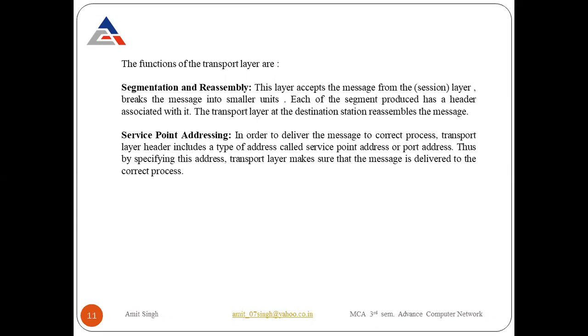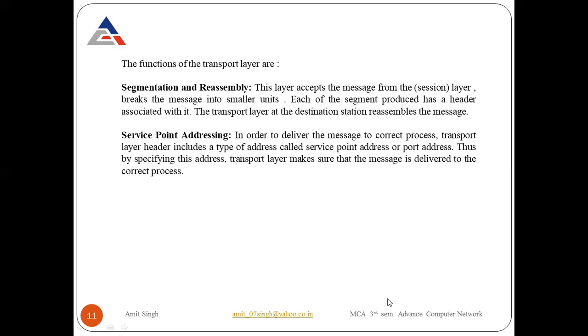Now the functions of the transport layer. The first is segmentation and reassembly. This layer accepts the message from the session layer and breaks the message into smaller units. Each of the segments produced has a header associated with it. The transport layer at the destination station reassembles the message. What it means is, it can receive the complete message, divide it into segments, give a reference number in the headers, and send all these segments to the next layer. The next layer receives all the segments, and with the help of the reference number in the header, it can reassemble the complete message.